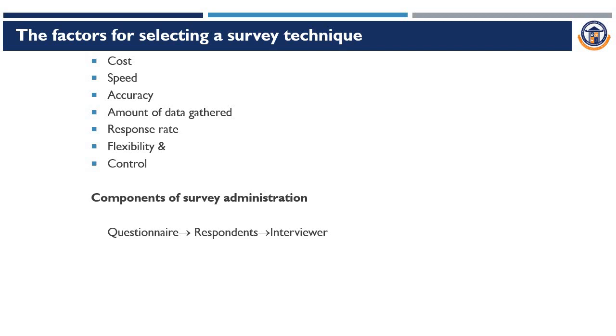Compared to that, it is easy to conduct a telephonic survey and a mail survey, which allow easy and speedy data collection. Accuracy: you have to be very careful about the accuracy of the data collection process. And amount of data gathered, response rate, flexibility and control, these are all factors the researcher has to think of before selecting any survey technique.